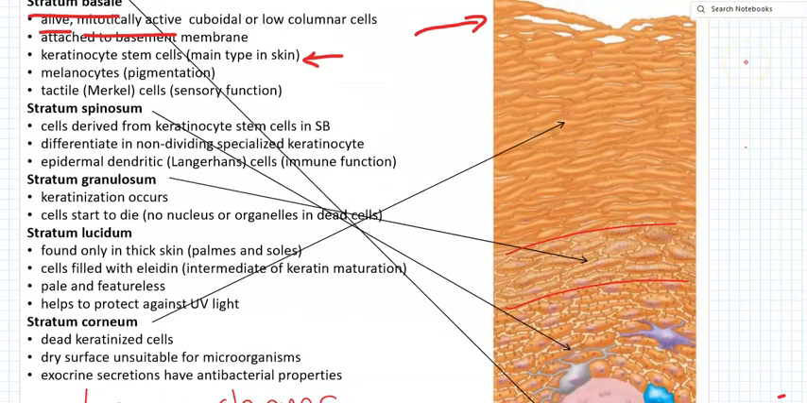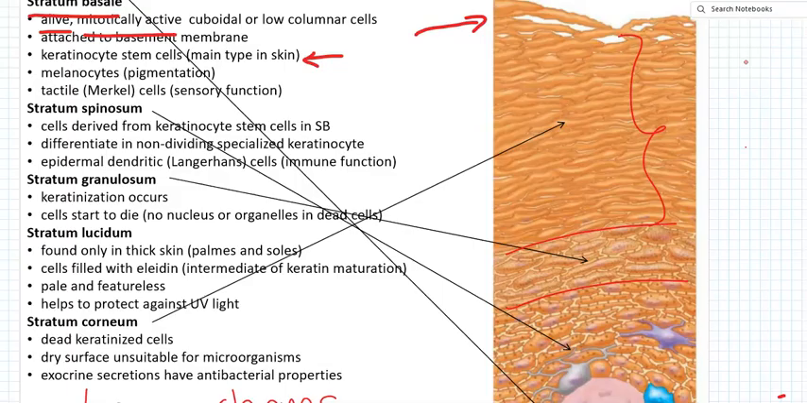The thickest layer is this stratum corneum, right? All good? Cells are dead. Bags filled with the protein keratin. Am I making sense to you?